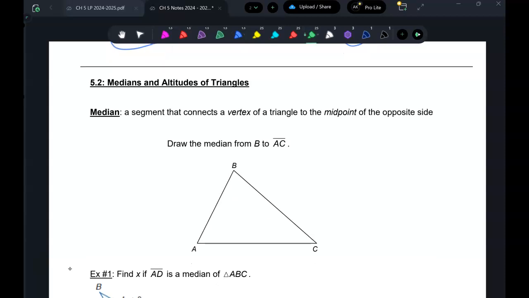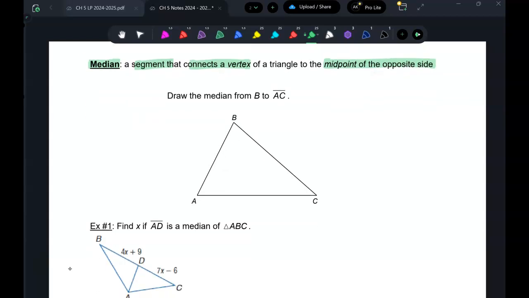Okay, so we did perpendicular bisector. We did angle bisector. Next, we want to look at a median. So this is a new one. A median is a segment that connects the vertex to the midpoint of the opposite side.